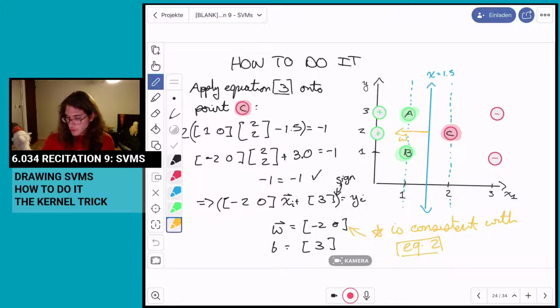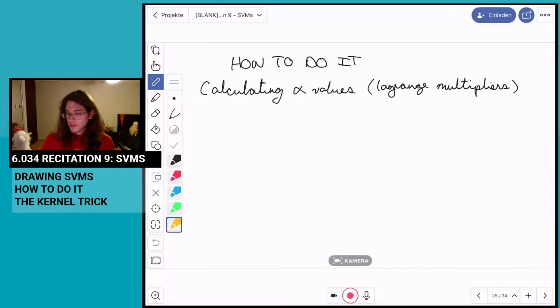We found W, we found B, but there's a separate problem to support vector machines, and I'll start elaborating.